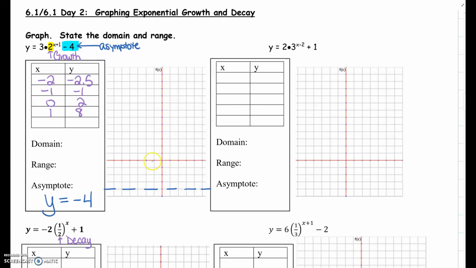Now let's plot those points. (-2, -2.5), (-1, -1), (0, 2).